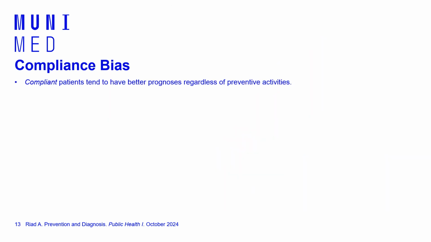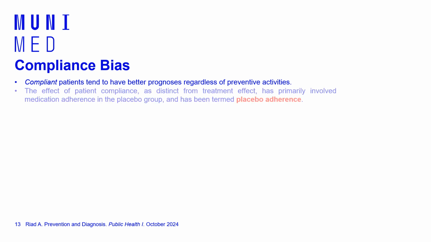Okay, then we have the third type of bias, which is compliance bias. And this is very interesting because compliant patients who regularly go for screening are those who have better outcomes. We don't know for sure why they have better outcomes compared to those who are unscreened. But for example, you can think about their education level, because those who have better education usually take more care or give more attention to their health.